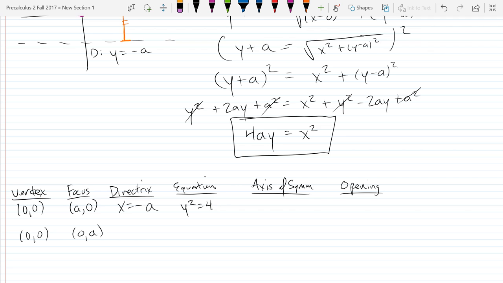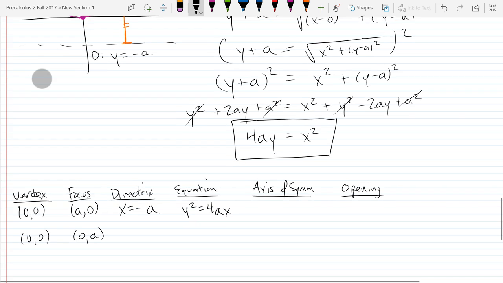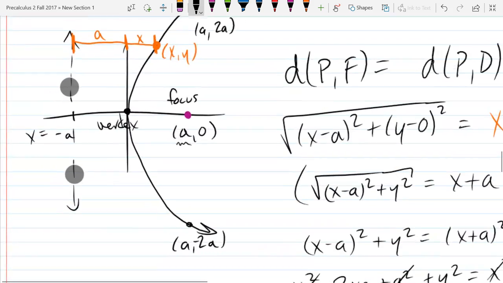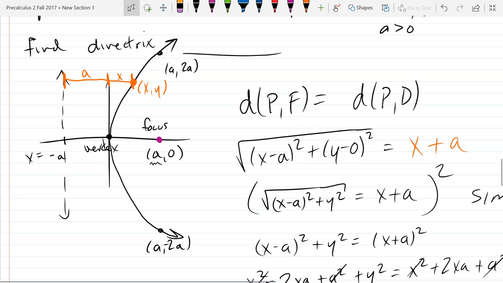Actually, I'm going to write it as 4ax. Axis of symmetry, we didn't draw that on the graph, but we'll go back and draw it now. What's the axis of symmetry on this graph? So it'll be the x-axis, things will look the same. So I'll draw that in. So let's keep that into the orange axis of symmetry. So y equals 0 is the axis of symmetry.